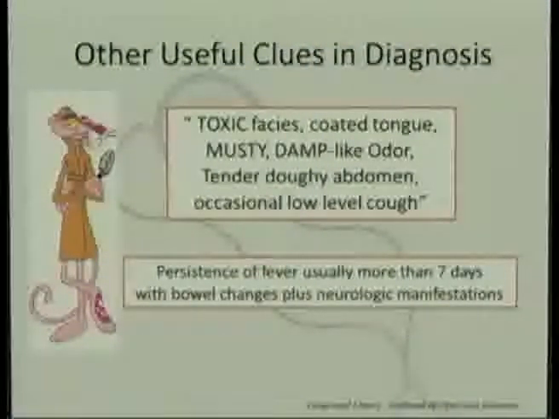Now, other helpful clues in the diagnosis. If you have this, okay, so ito yung classic: toxic facies, coated tongue. There's a certain odor, a musty, damp-like odor, with a tender, doughy abdomen and an occasional low-level cough. Okay? Or, as mentioned, synthesizing everything: persistence of fever, usually more than 7 days, with GI changes, plus your neurologic manifestations. Okay? So that gives you a clue that you are probably dealing with typhoid fever.